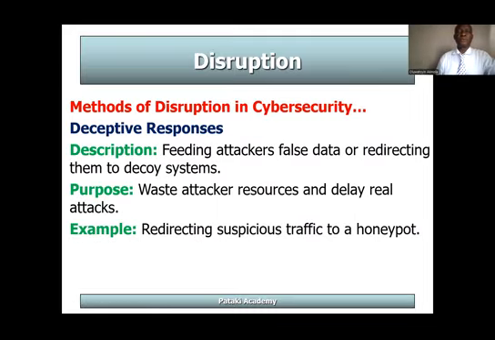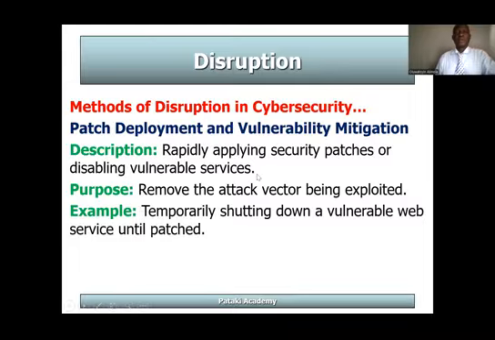Next method in disruption: deceptive response. Description: feeding attackers false data or redirecting them to a decoy system. The purpose of this is to waste the attacker's resources and delay the real attack. Example: redirecting suspicious traffic to a honeypot.